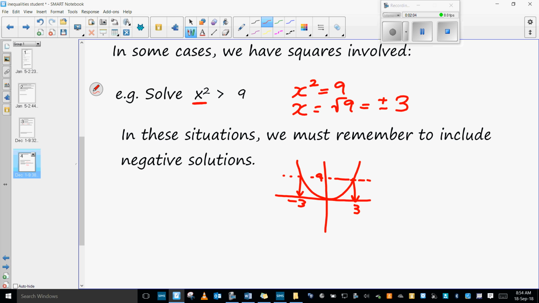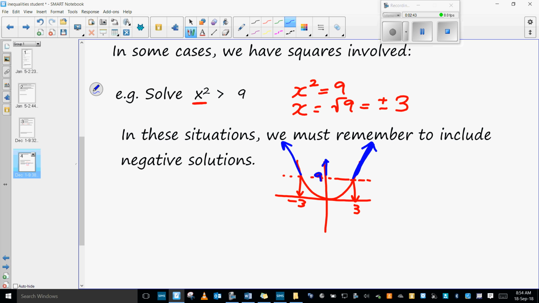So, we are talking about x squared being greater than 9. Our graph is greater than 9 in all of these places. If I want my graph to be greater than 9, if this is my value of 9, then these are the parts of the graph that are more than 9, because they're above here.